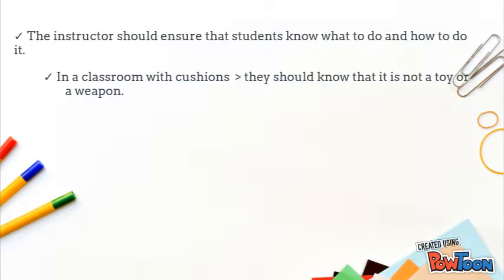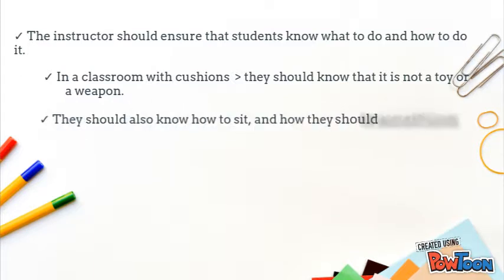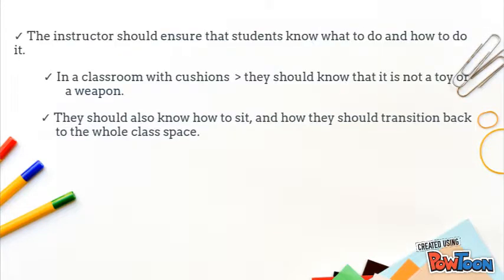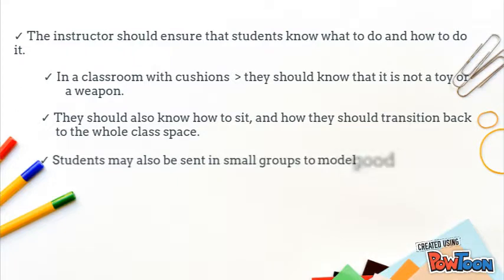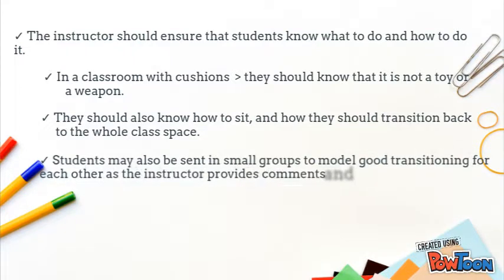They should also know how to sit in a circle and how they should transition back to the whole class space. Students should have this procedure of how to transition to different areas of the class modeled for them and reinforced throughout the year, as with everything else. When reinforcing these procedures, students may also be sent in small groups to other areas of the classroom to ensure that they can model good transitioning for each other, as the instructor provides commentary and praise.